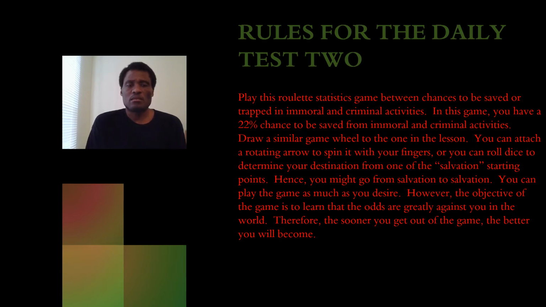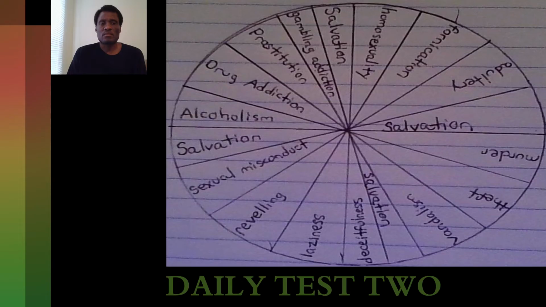Hence, you might go from salvation to salvation. You can play the game as much as you desire. However, the objective of the game is to learn that the odds are greatly against you in the world. Therefore, the sooner you get out of the game, the better you will become. This is the game wheel for daily test 2.